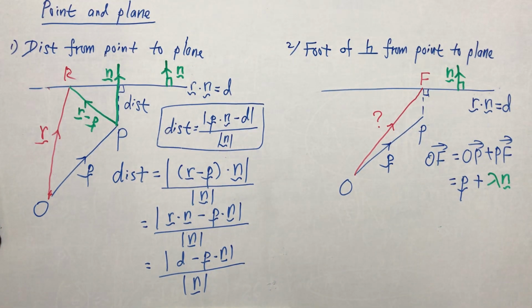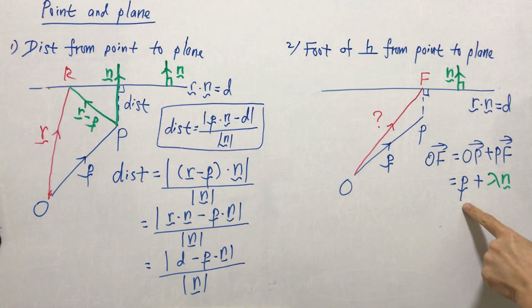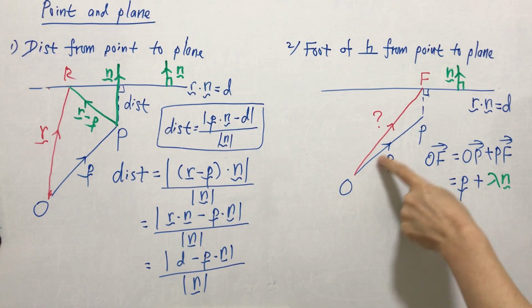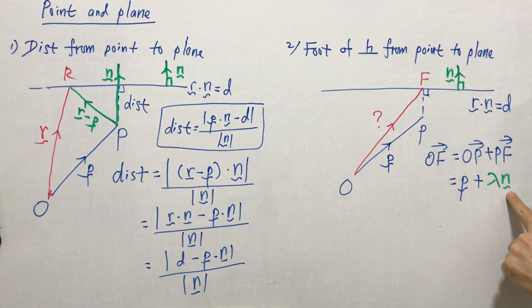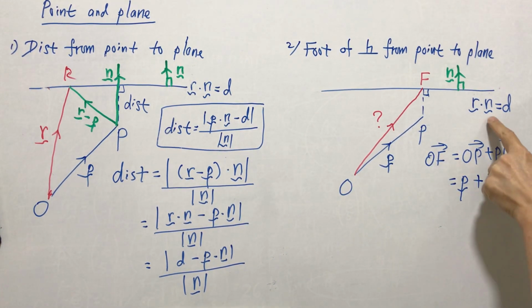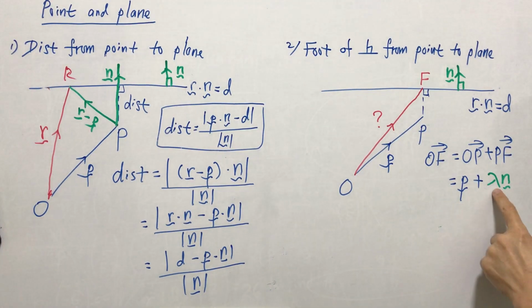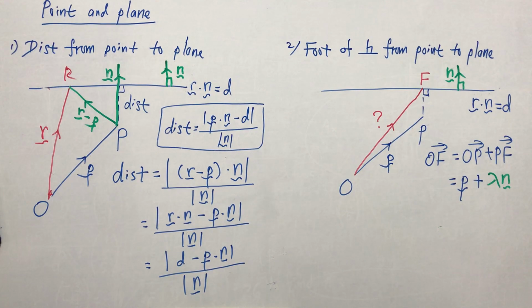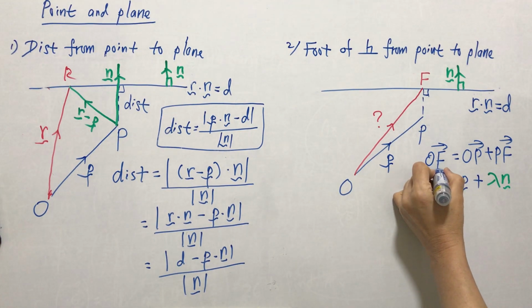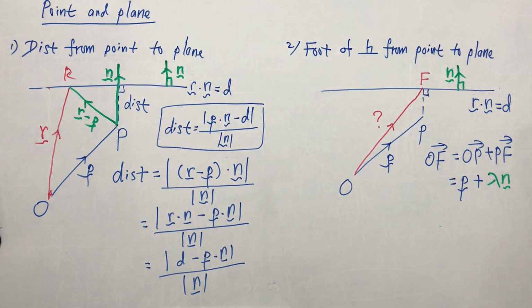I want you to note that up to this point, p is known. Why is p known? It must be given to you, the point must be given to you. n is known. How is it that n is known? Because it's from the equation of the plane. But what is unknown here is lambda. We therefore need to find a value of lambda that corresponds to the vector OF. And how do we go about finding this value of lambda?